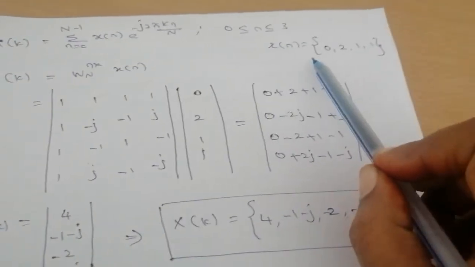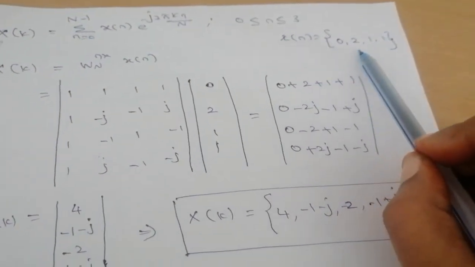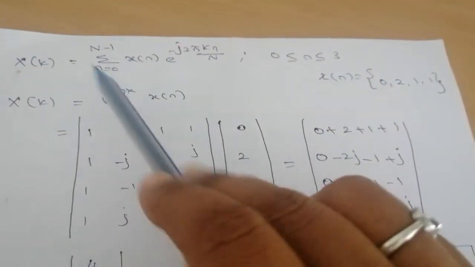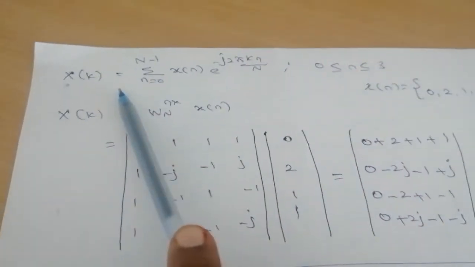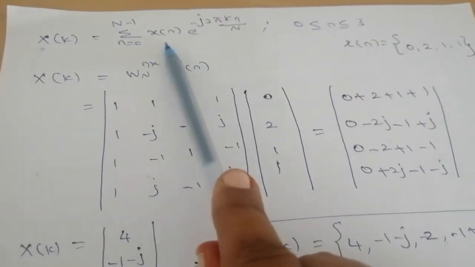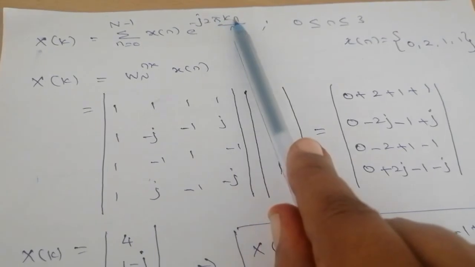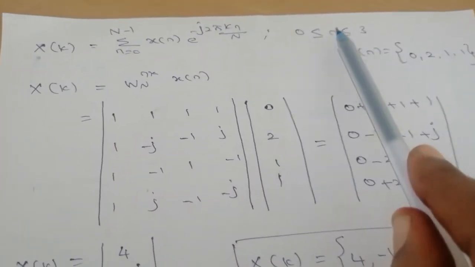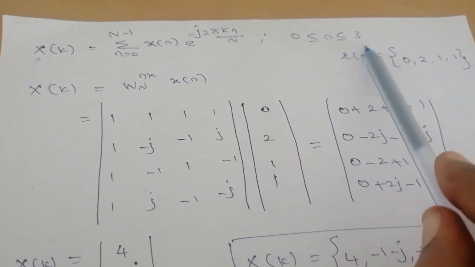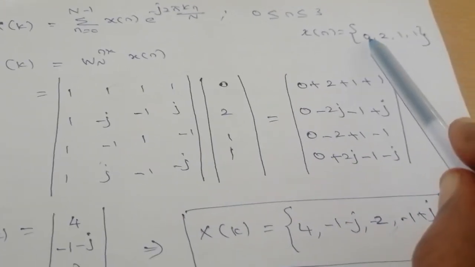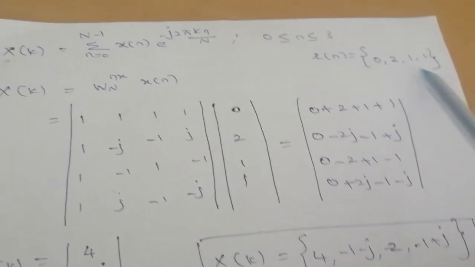So this is our found x of n, that is 0, 1, 1. Then to write the DFT formula, X of k equals summation n equals 0 to 3 of x of n e power minus j 2 pi k n by capital N, where the n range is 0 to 3. Here the capital N value is 4, right? 1, 2, 3, 4. Capital N value is 4.